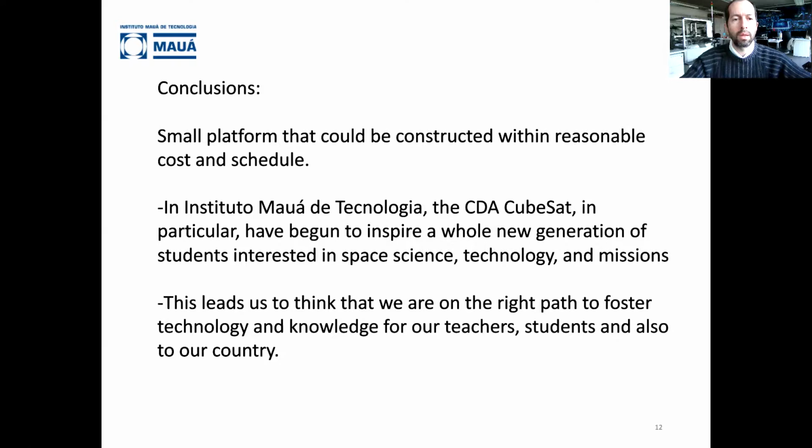Well, conclusions. Small platforms could be constructed by students with reasonable cost and schedule. We have worked on this project for 4 years, since 2020. Okay, and in the Mauá Institute of Technology, the CDA Cubesat in particular has begun to inspire a whole new generation of students interested in space science, technology, and missions.